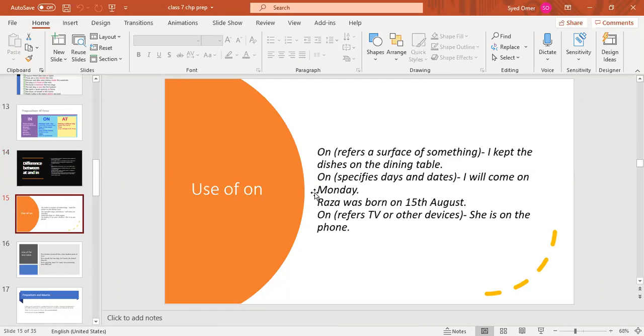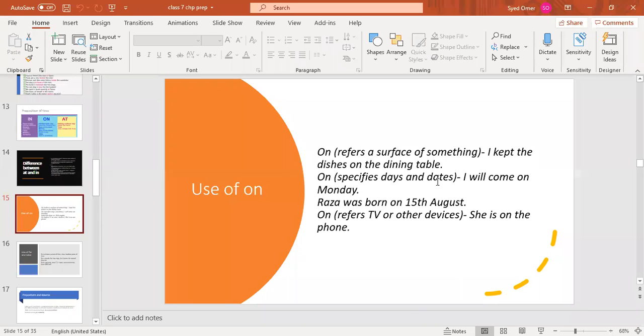Now on. First of all, on is a preposition of place as well as a preposition of time. Time I have discussed: we put on with date and with day. On Monday, on 4th of May, on 23rd May. Same examples but in different ways. On refers to a surface. I put the book on the table. You are referring to a surface. Where did you put the book? I put the book on the table. Okay. I kept the dishes on the dining table.